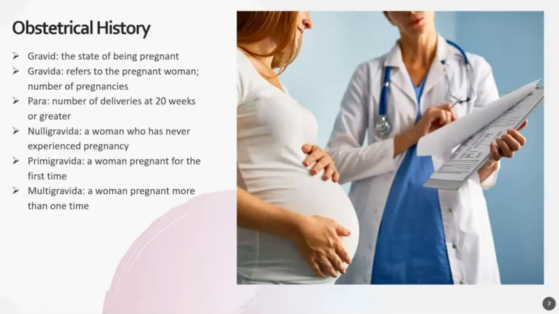So you will obtain an obstetrical history. You'll hear us refer to gravid, which means the state of being pregnant. Gravida refers to the pregnant woman, specifically the number of pregnancies. Para means the number of deliveries at 20 weeks or greater. A nulligravida is a woman who has never experienced pregnancy. A primigravida is a woman who's pregnant for the first time. Multigravida is a woman pregnant more than one time.